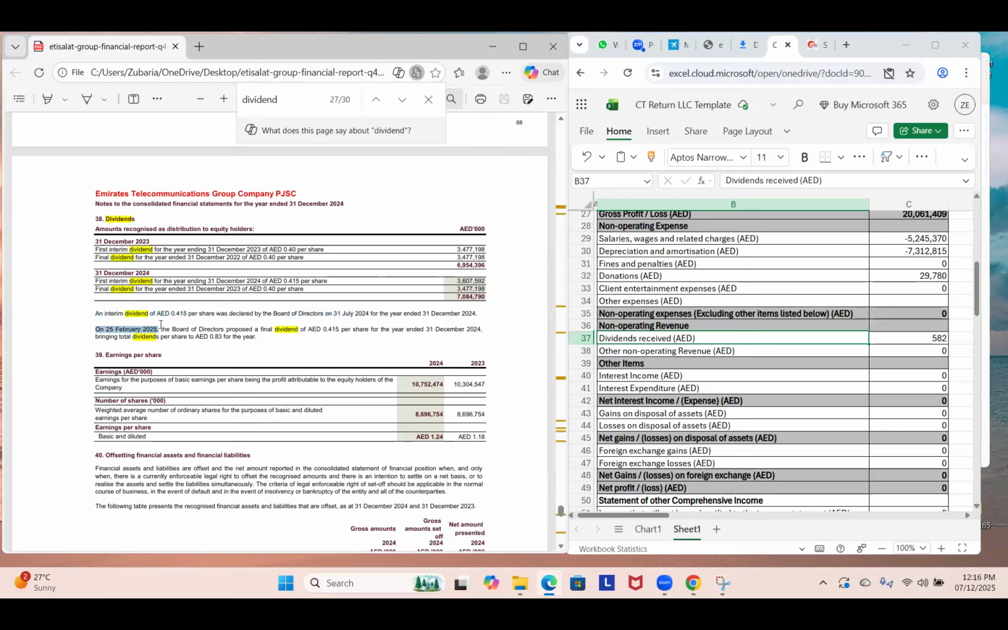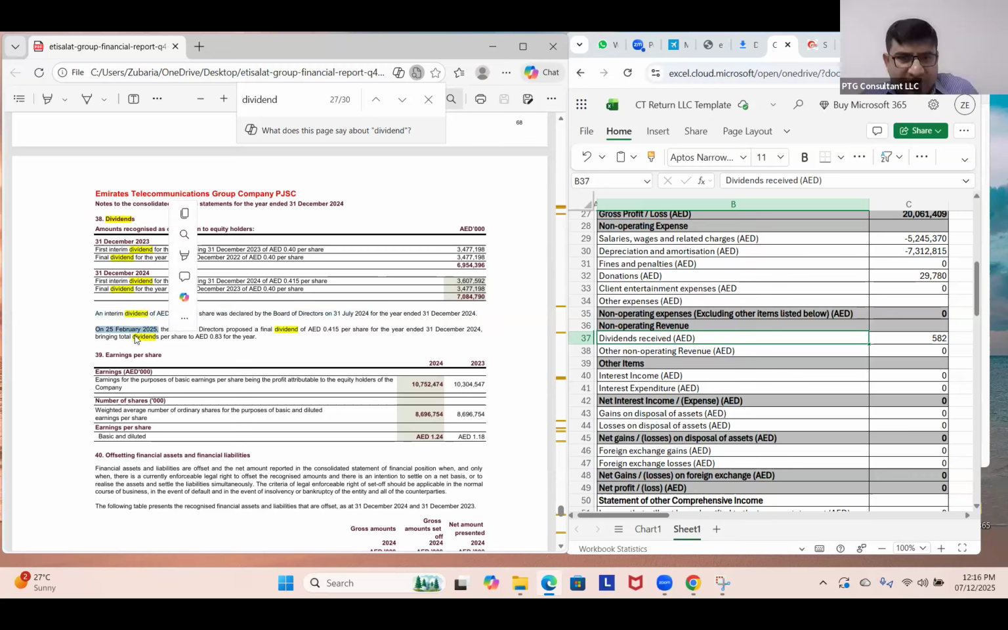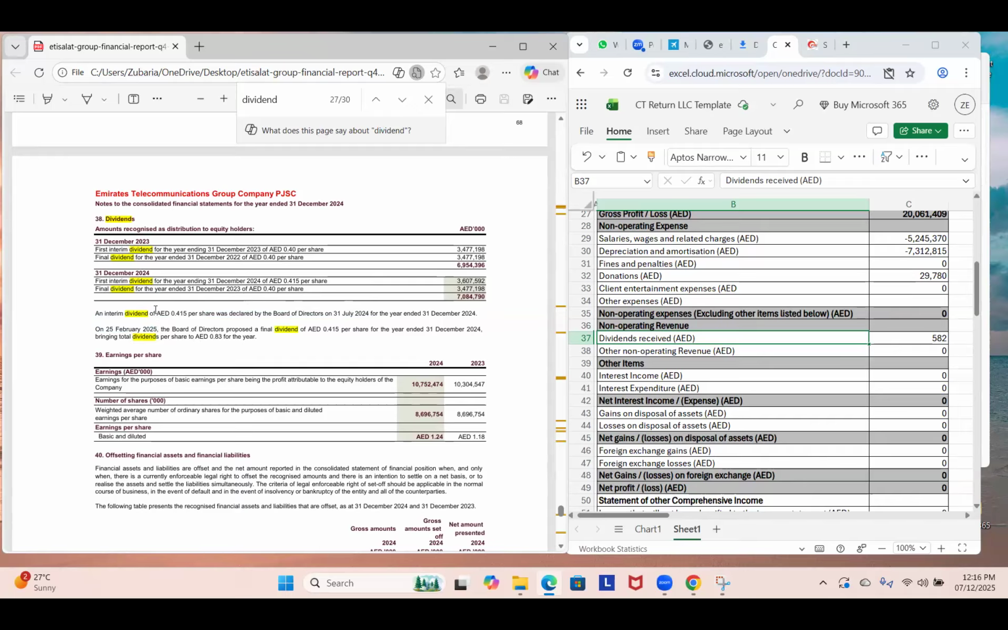On 25th February, how much do they record as dividend paid? No, this won't be dividend received information. This is only a declaration, a declaration for 2025. So it is not relevant.